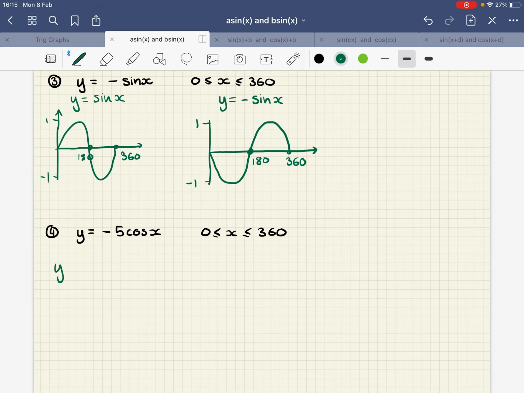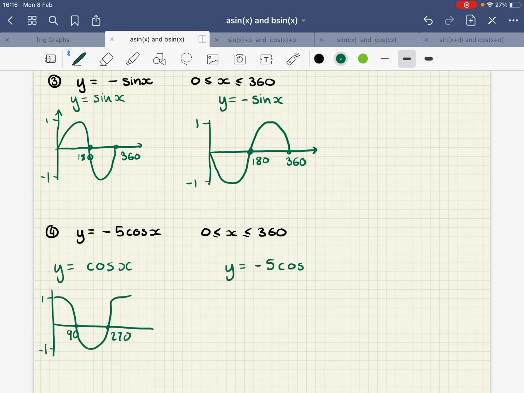So let's take a look at this one here. I've got y equals negative 5 cos x. So I'm going to first sketch my normal cos graph, with 1, minus 1, 90, and 270. I could do this in little chunks: first draw out the minus cos x and then minus 5 cos x. But I'm actually just going to do this in one step together.